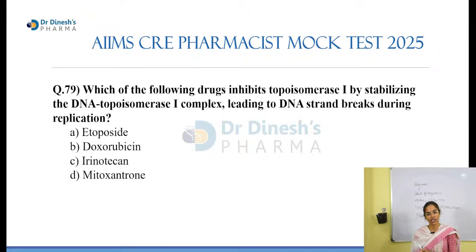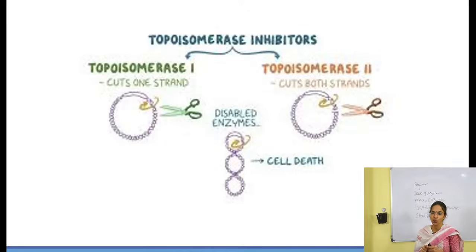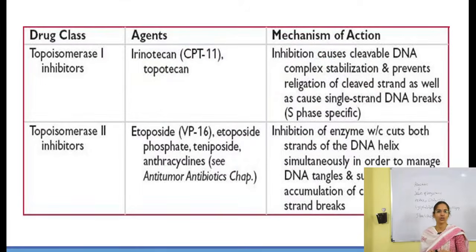Etoposide, doxorubicin, irinotecan and mitoxantrone. There is only one drug that is a topoisomerase 1 inhibitor among these, right? Go through the options. Only one topoisomerase 1 inhibitor is there, that is irinotecan. Okay, next. Topoisomerase 1 and topoisomerase 2: topoisomerase 1 cuts only one strand, and topoisomerase 2 cuts two strands. Next slide please. One inhibitor, irinotecan.